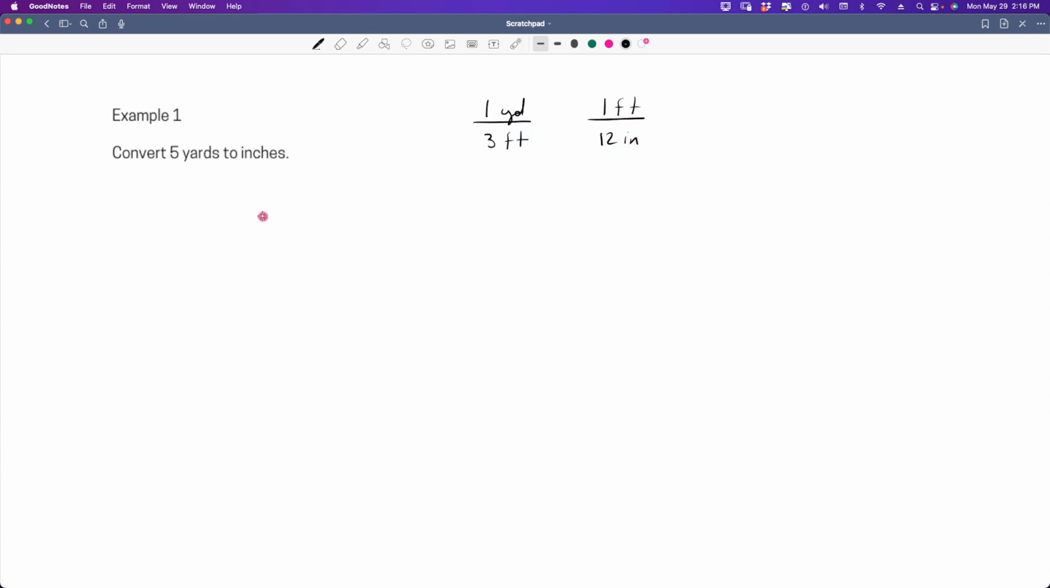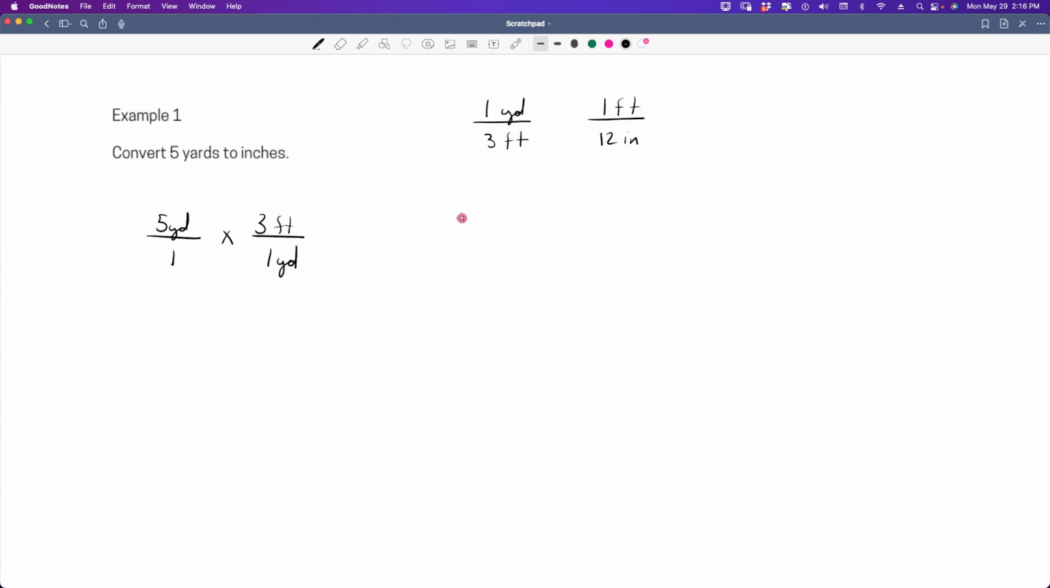So let's do this. Let's take our 5 yards, turn it into a fraction by putting it over 1, and then let's convert yards to feet by putting yards in the denominator. So 3 feet over 1 yard. Now, the reason I can do it like this, the reason I can flip it whichever way I want, is because these are equivalent values.